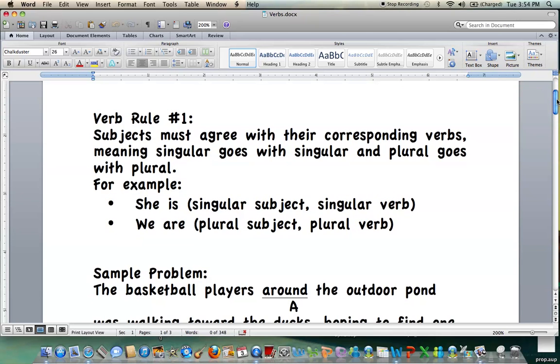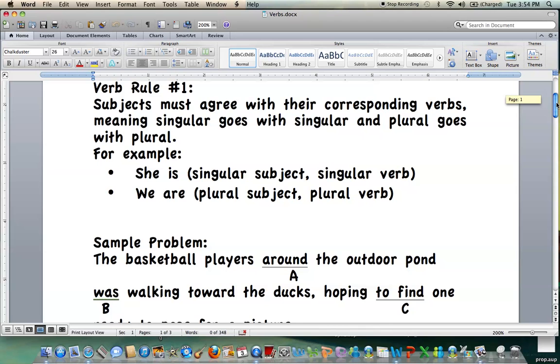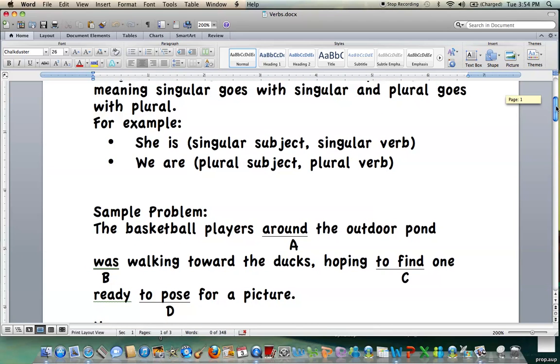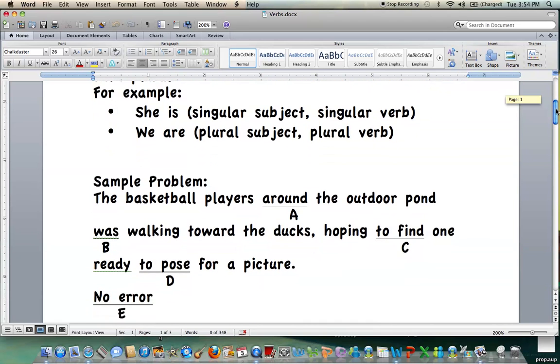So again, our ear always knows she is, we are. Singular, singular, plural, plural. When in doubt, run your subject through the is/are test, and that'll get you out of trouble. Okay, here's a sample problem. Let's look at it and see if you can find the error. Go ahead and pause for a second. Now, if you've had time to look over the sentence, you already know you're looking for a verb error, so that might help a little bit.